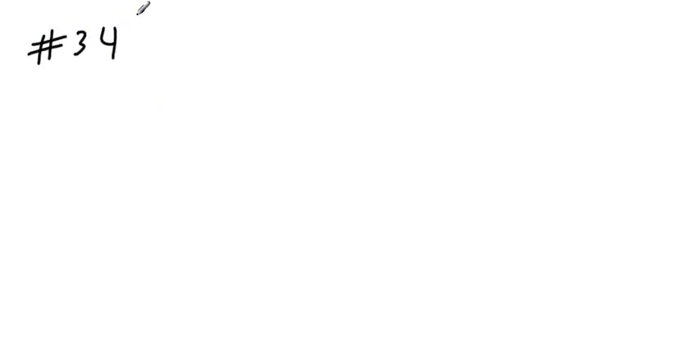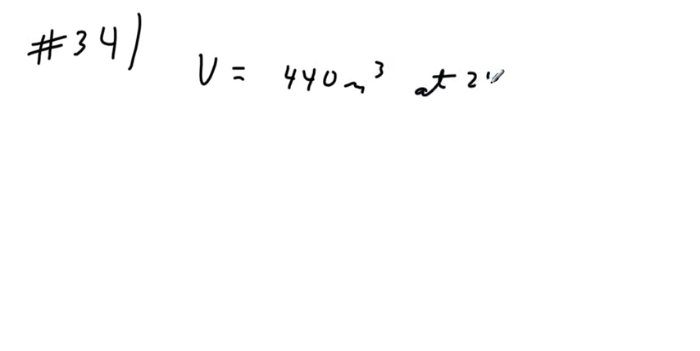Number 34 is next. If the humidity in a room with a volume of 440 meters cubed at 25 degrees centigrade is 65%, what mass of water can still evaporate from an open pan? Okay, so I can only make it to 100% humidity from that open pan. So the issue is, how am I going to get how much mass is in that 35% difference?